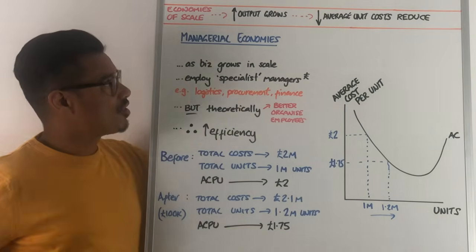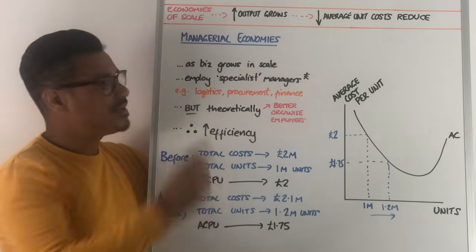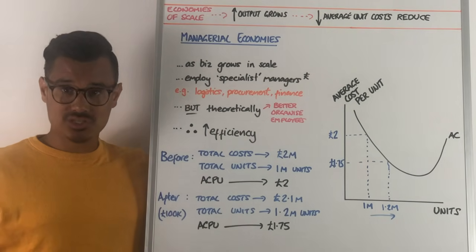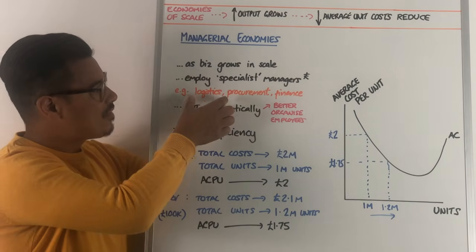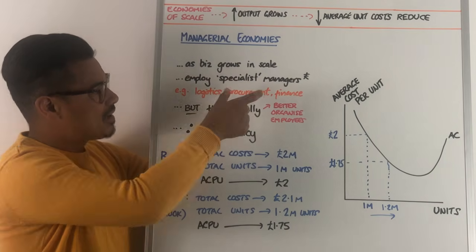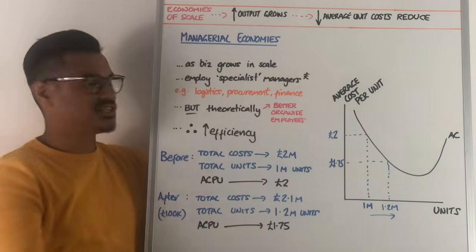As the business grows in scale, as its output grows, the business looks to employ specialist managers. And these specialist managers will clearly be paid a wage, probably a substantial wage. It could be you have a logistics specialist manager, a procurement specialist manager, a finance specialist manager.